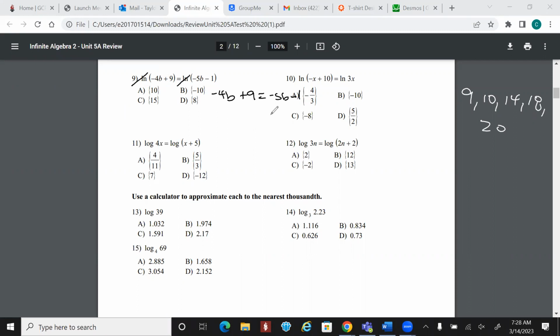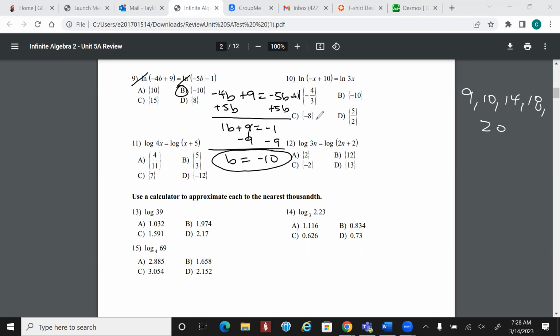Now this becomes the same normal solving problem. We're going to add 5b to both sides, and that'll give me 1b plus 9 equals -1. We'll subtract 9 from both sides, and that'll give me b equals -10. Ta-da.